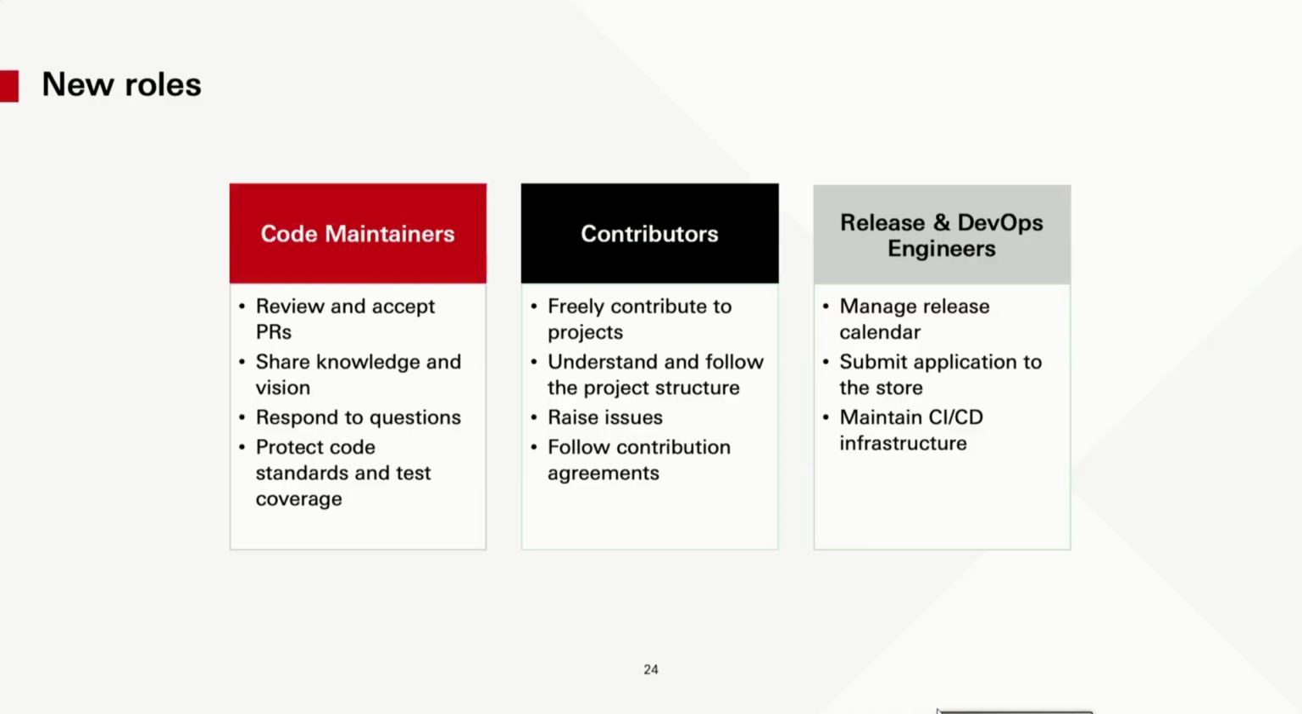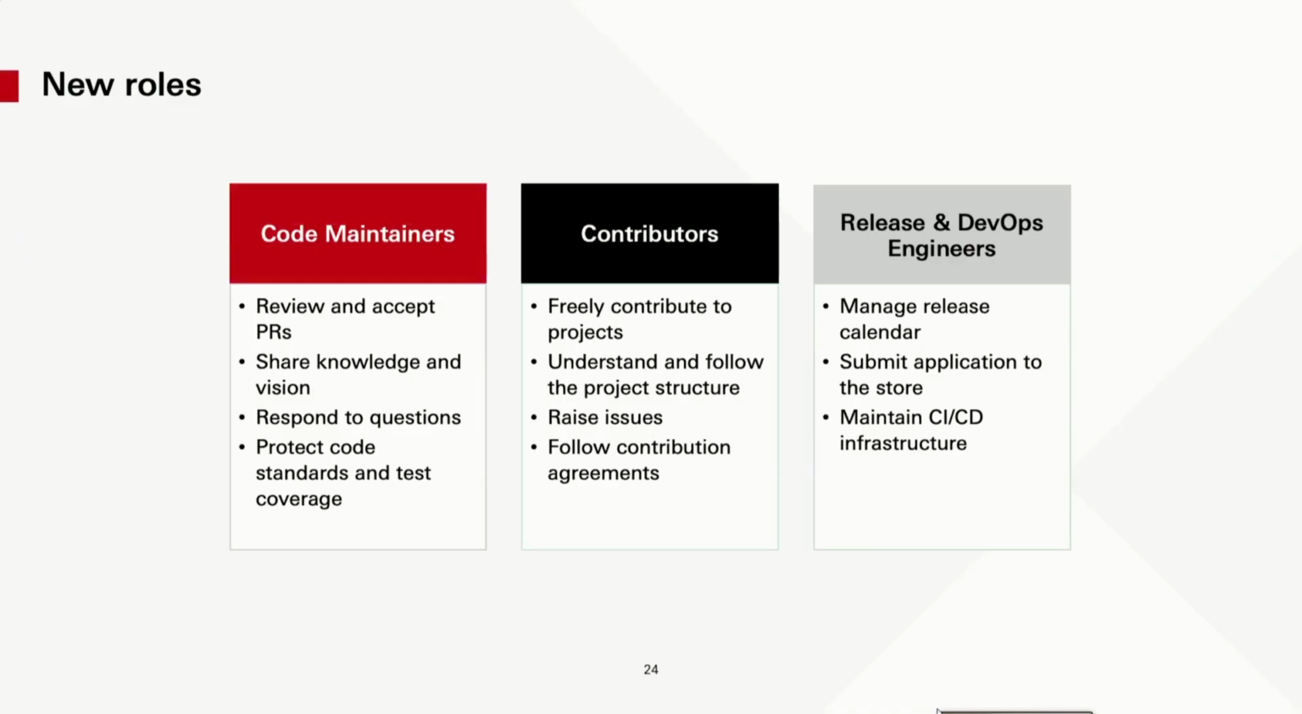Apart from that, code maintainer should know the project inside out, share his knowledge with others, and respond to any question from the community. Last but not least, code maintainer should also guard the established code standards and protect the test coverages, because he's the person who is most responsible for the project. And whenever something goes wrong, he's the first person to contact and most probably the first one to blame.